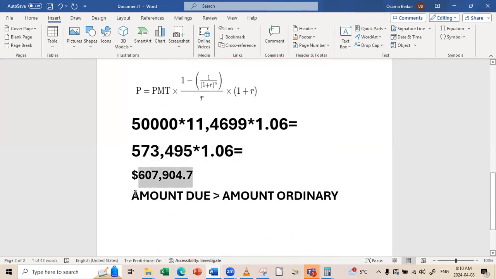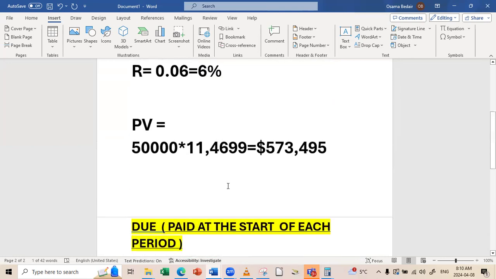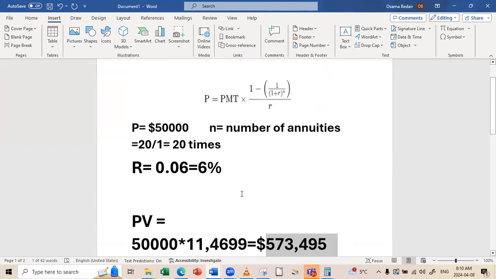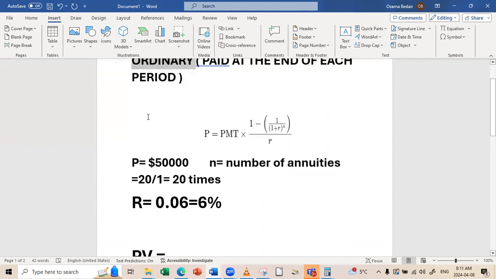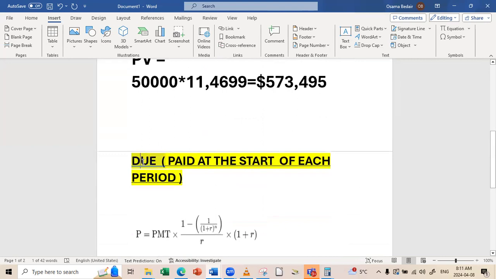Now it seems to you very clear that the amount due, look at this 607, is greater than 573, of course, 0.495. That was the annuities, the present value of the compound interest annuities, either ordinary or due. Thank you.